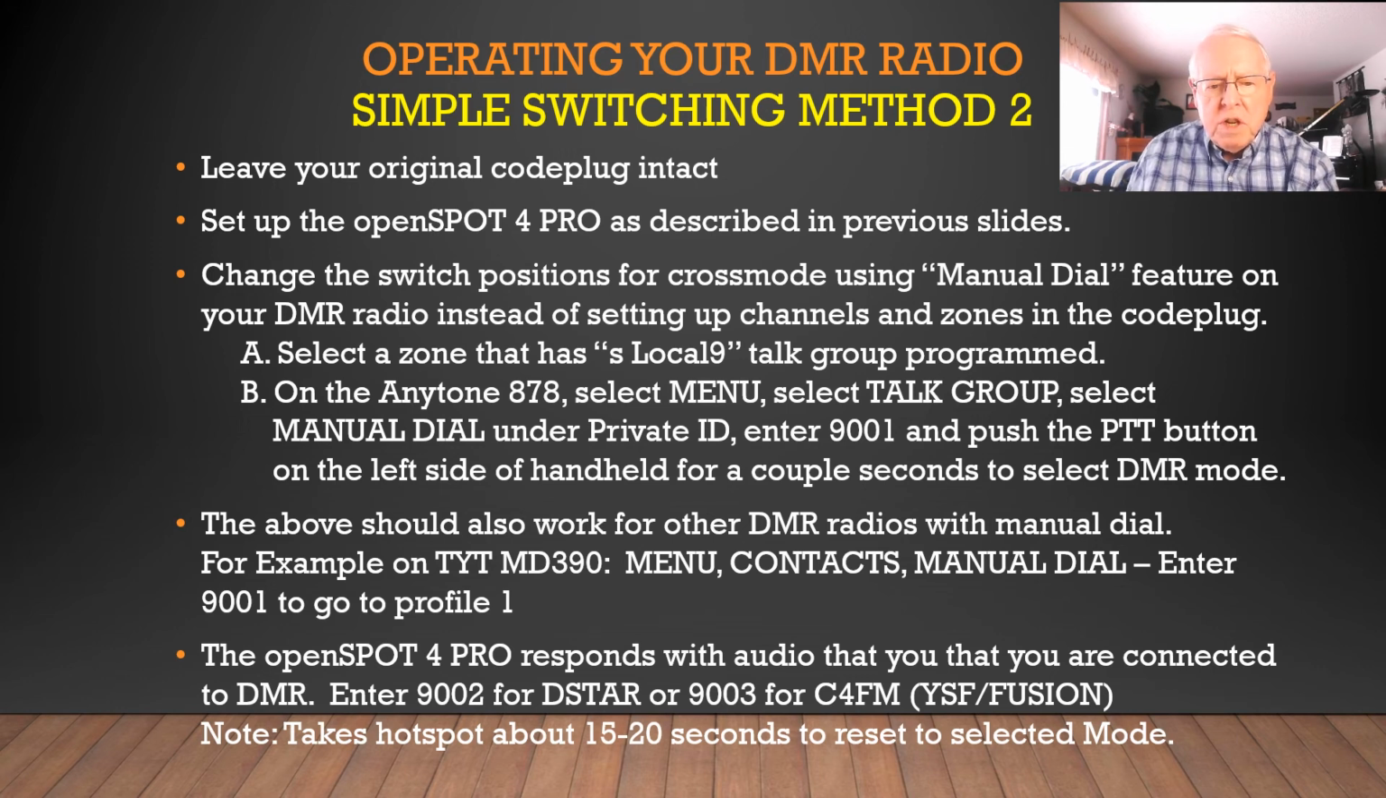So first of all, you set up your openSPOT 4 Pro as described in the previous slides. Now to change the switch positions for cross mode, you can use manual dial. This is a feature on many DMR radios. Instead of setting up the channels and zones in the code plug and going through all of that, I hope going through that has given you a little better understanding of what's going on. However, what you can do here if you want to get started on it a little sooner or using a simpler method, here is one.